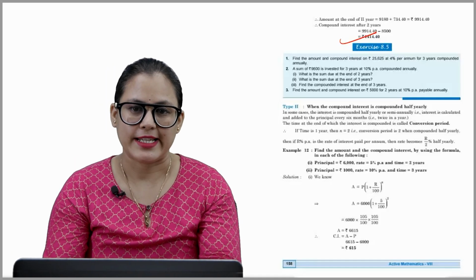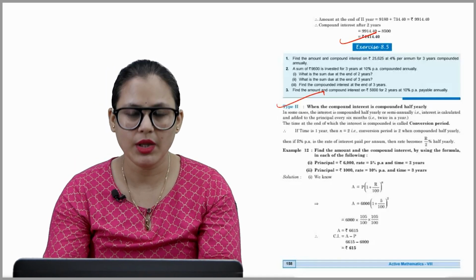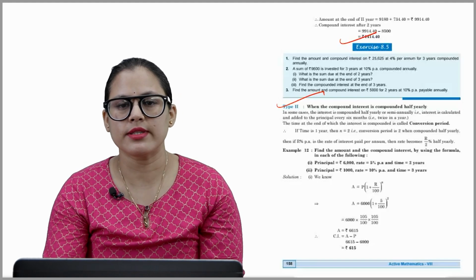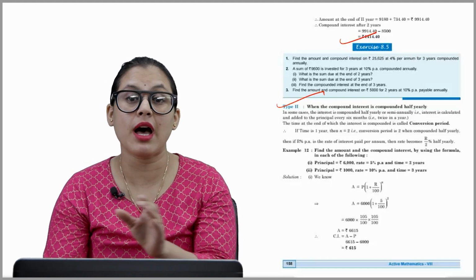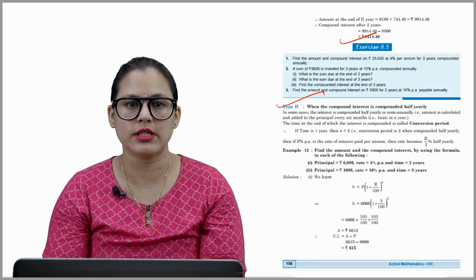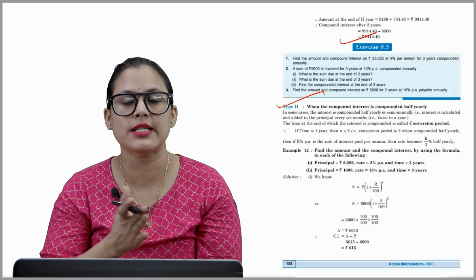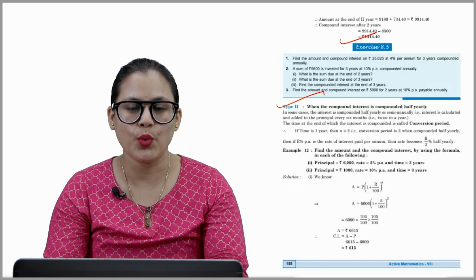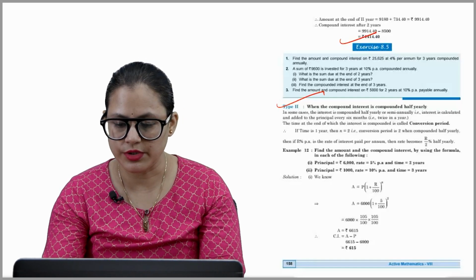Okay. Next, type 2, when the compound interest is compounded half yearly. In some cases the interest is compounded half yearly or semi annually, that is interest is calculated and added to the principal every 6 months, that is twice in a year. The time at the end of which the interest is compounded is called conversion period.